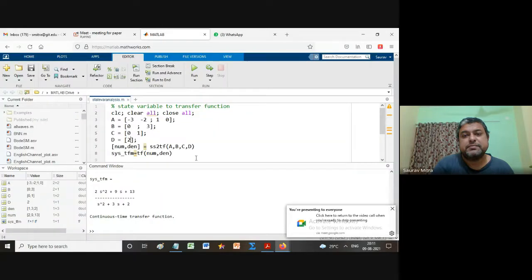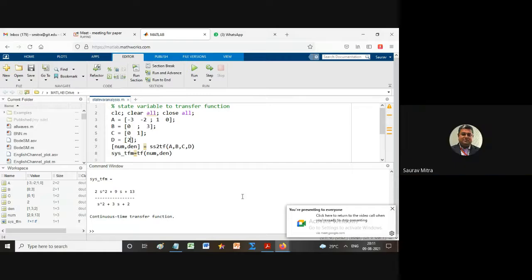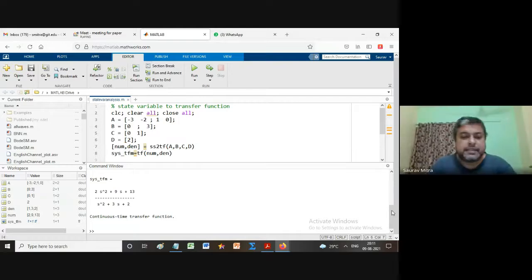So how can you make it a proper transfer function? What is meant by proper transfer function? The order of the numerator polynomial will be lesser. That is called a proper transfer function. And what is the improper transfer function? An improper transfer function you cannot generate by state space method. Improper means numerator order will be more, denominator order will be less. That is called improper.